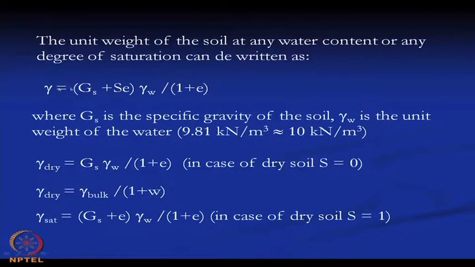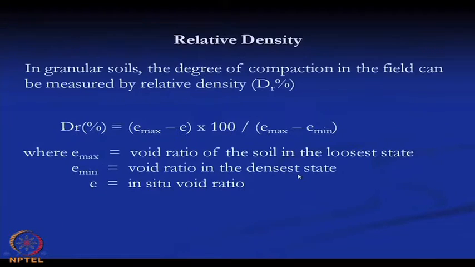Similarly, gamma sat: if I put for the gamma saturated, if the soil is completely saturated, then S value will be equal to 1. So, in that case, if S is equal to 1, then this equation becomes this one for a completely saturated soil. So, for the saturated soil, this equation becomes (Gs plus e) gamma w divided by (1 plus e), because in that case S is equal to 1.